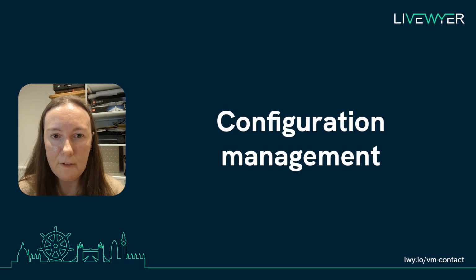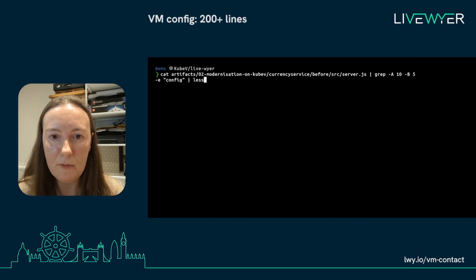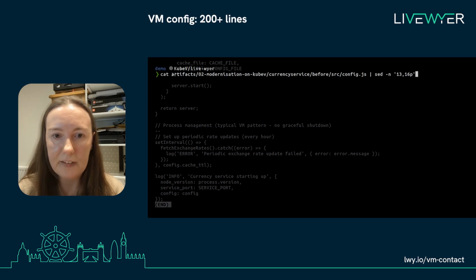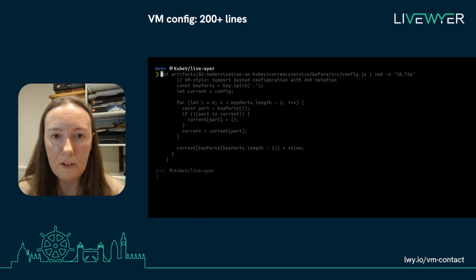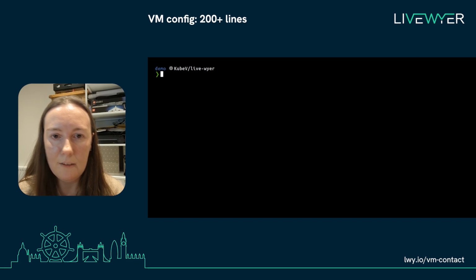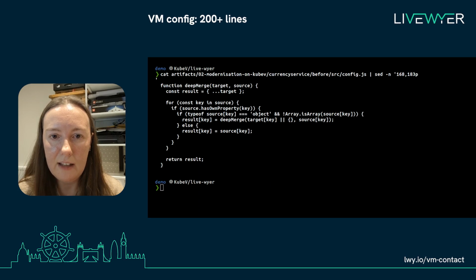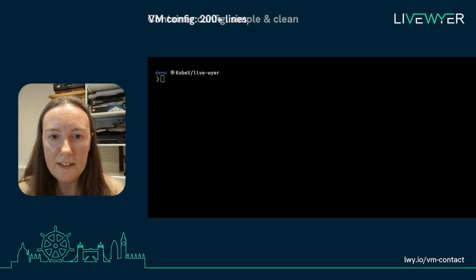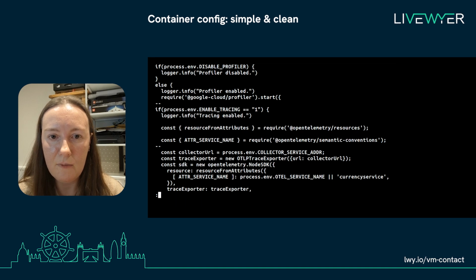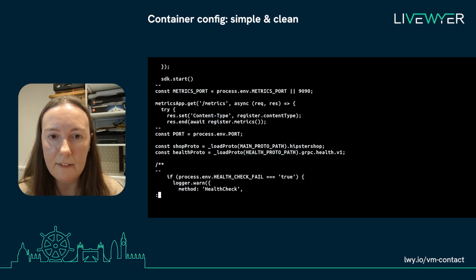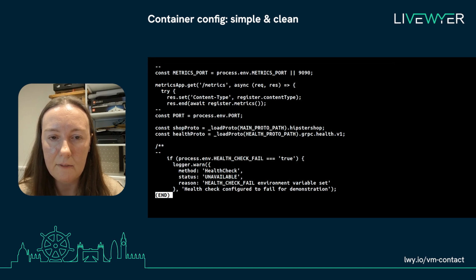Let's look at how the configuration handling has evolved from VM-based config to more cloud-native patterns. Here's how the VM service currently handles config. It has complex file parsing with multiple fallback locations, custom configuration formats, file watchers for live reloading, and deep object merging. Here's how the containerized service manages its config. The container service simply reads from a single file and sets sensible defaults where necessary.